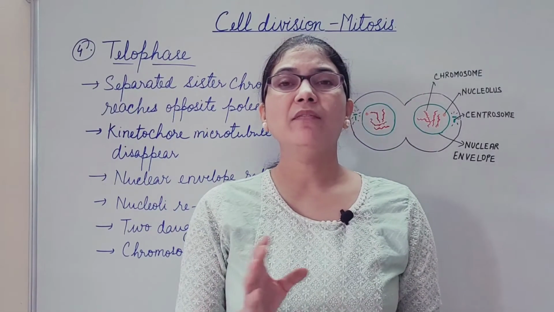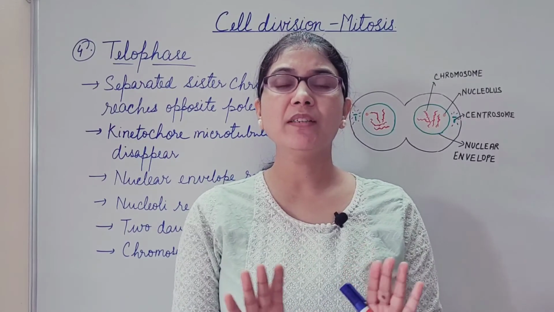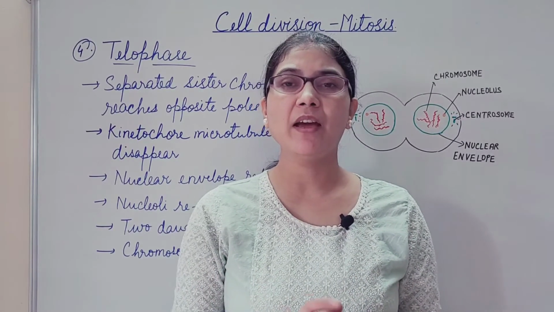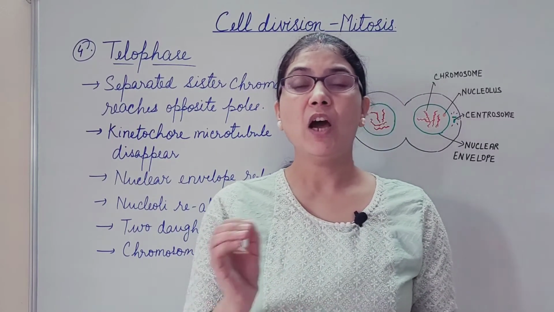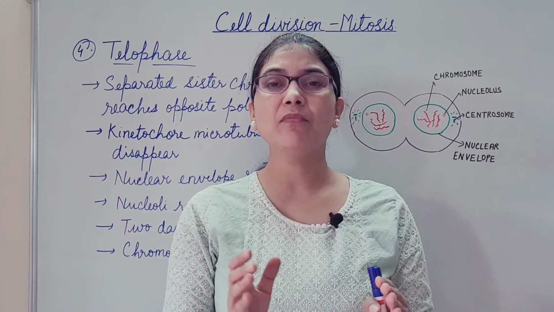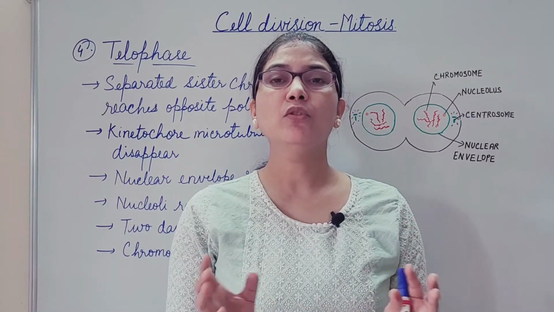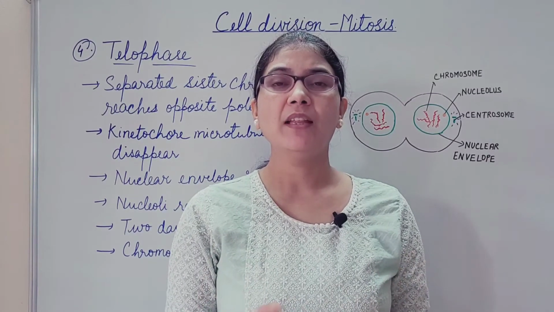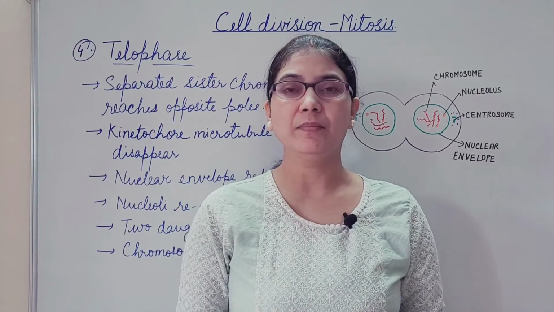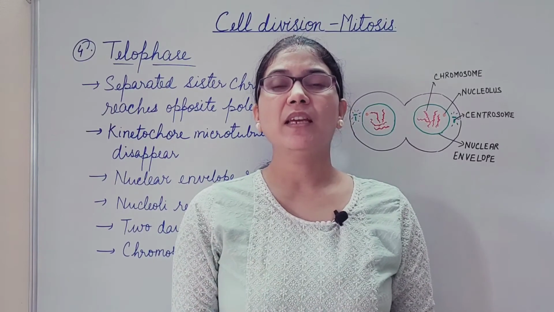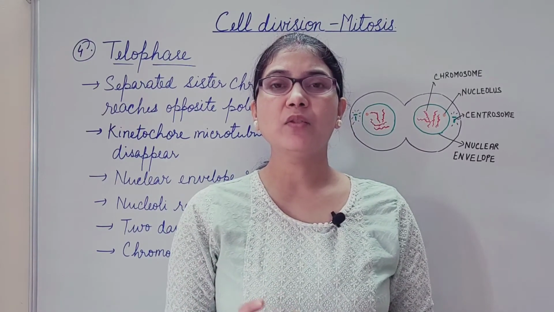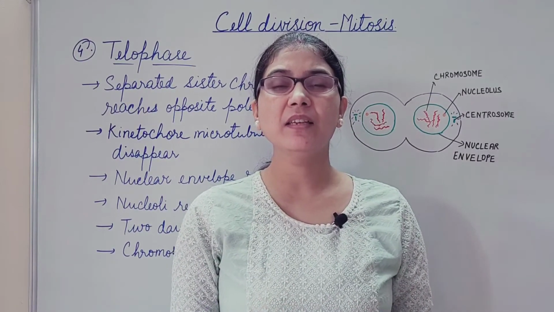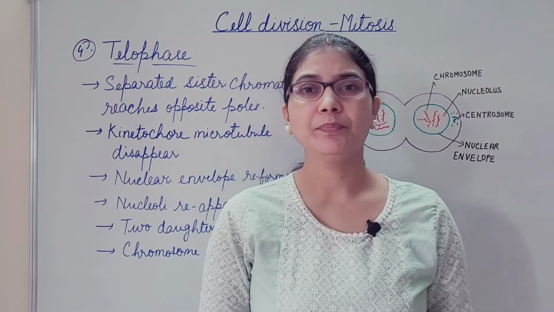So till now we have discussed how the nucleus divides and two daughter nuclei are formed. Now we will see how the cytoplasm of the cell divides and how the two daughter cells are produced that are genetically identical. The division of the cytoplasm is known as cytokinesis. Let us see the cytokinesis.